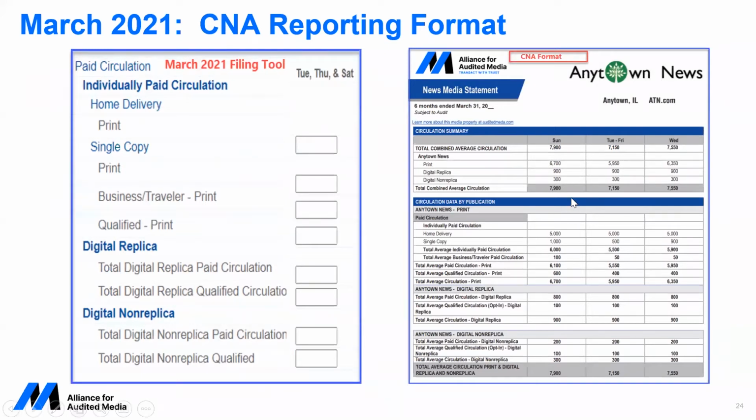So when you go in to file your information, if you're on the Community Newspaper Audit Plan, you'll see in the filing tool under paid, home delivery and then single copy, but business traveler is a consolidated category. So if you happen to have business hotel guest refund and groups and hotel lobby copies, you're going to report it as one total under business traveler.